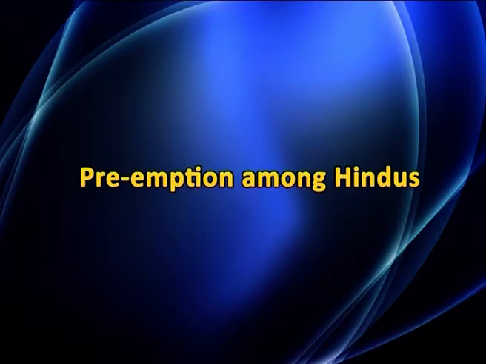Number five, the period of limitation for filing a suit for pre-emption is given under Article 97 of the Schedule of the Limitation Act 1963. It prescribes the period of 1 year to file suit for pre-emption, otherwise the right cannot be exercised. Pre-emption among Hindus: how this law of pre-emption is applicable to the Hindus.